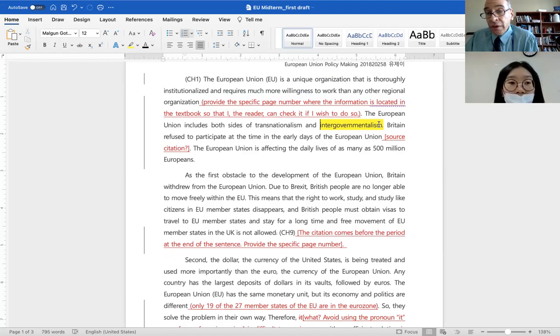And the leaders of the European Union institutions, like the president of the European Council or the European Commission, their job is to help these national leaders cooperate with each other, coordinate with each other, collaborate with each other. They help this intergovernmentalism work more efficiently.